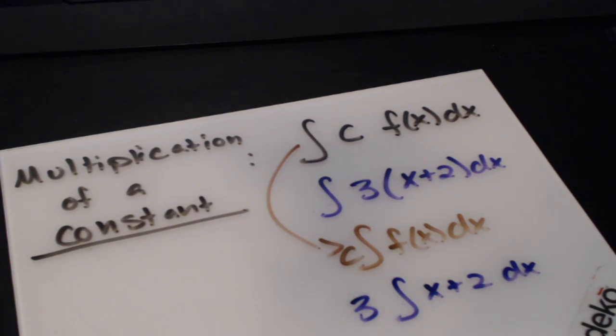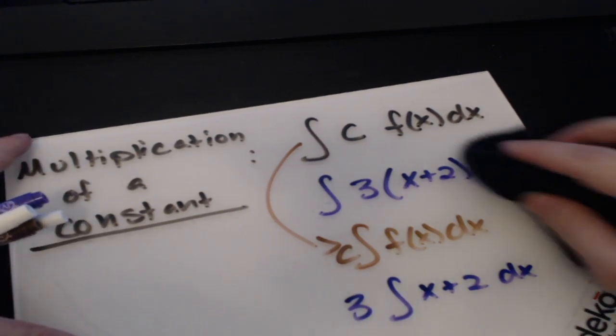So that gives you a way to pull that out front. In this case, it'd probably be easier to distribute, but you do have cases where it's easier to remove that constant and bring it out front. So that's one. You also have what is the negative exponent rule.